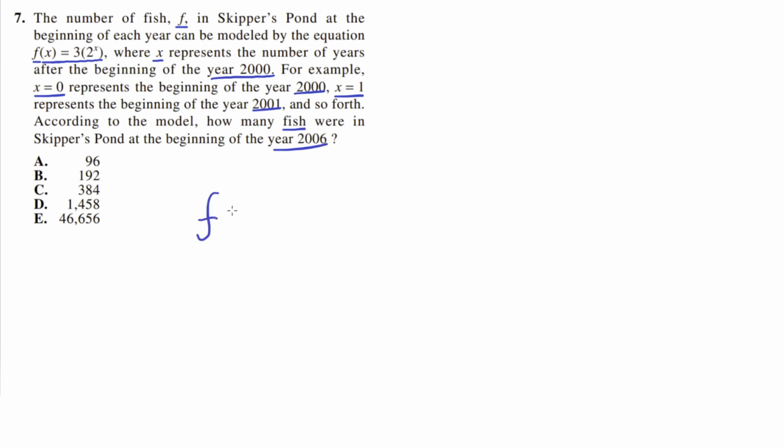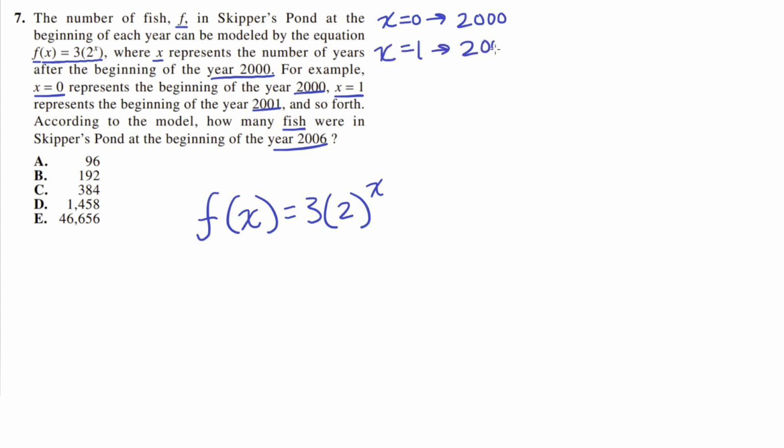So we have this equation, f of x equals 3 times 2 raised to the x, where x is the year that we're looking at. So we're told that x equals 0 corresponds to the year 2000, and x equals 1 corresponds to the year 2001. So that means x equals 6 corresponds to the year 2006. And that's the year that we want to determine the number of fish.